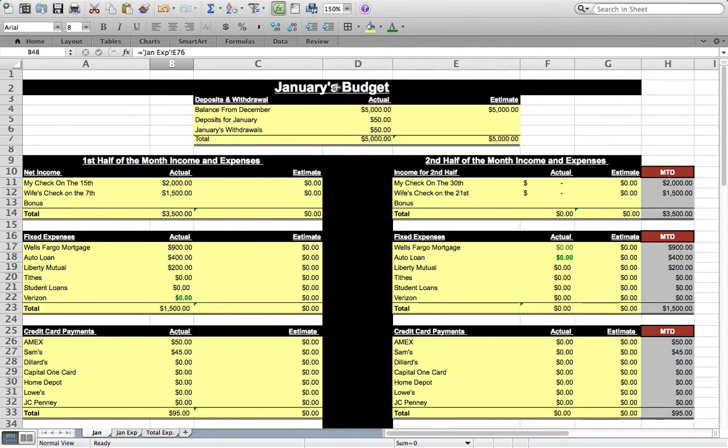Let's say we're working in January, at the beginning of the year. What we're looking at is the balance forward from December. Say for instance you've got $5,000. That is your balance forward from December. You have your deposits for January, you have your withdrawals for January, and down here these are divided into two sections: the first half of the month and the second half of the month. I have these categorized as net income. This could be your income, your wife's income, or any bonuses that you receive. When you enter this information, it totals it for you.